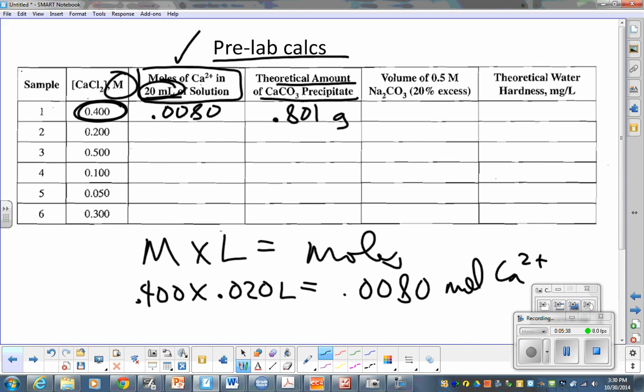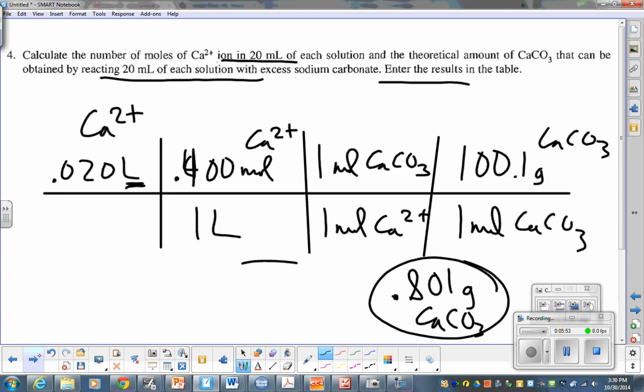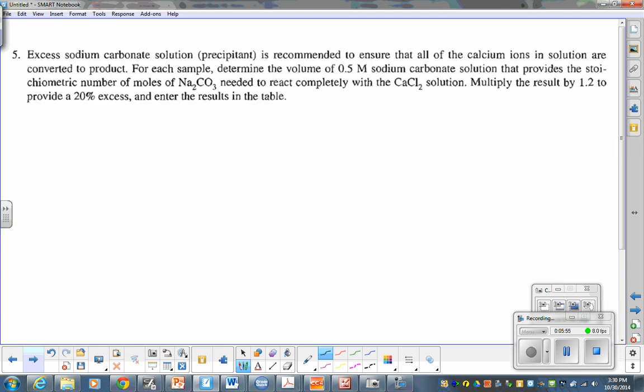Now, how do we make sure that the calcium is the limiting reactant? We're going to add excess Na2CO3. So we have to calculate how much excess we would use for each one. How are you going to do that calculation? We multiply the amount required to neutralize it times 1.2 to provide a 20% excess, to make sure that we have the amount needed to definitely knock out the calcium.